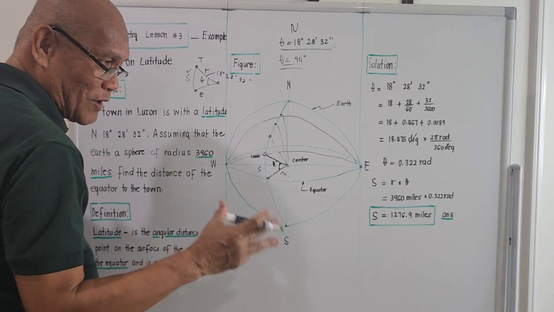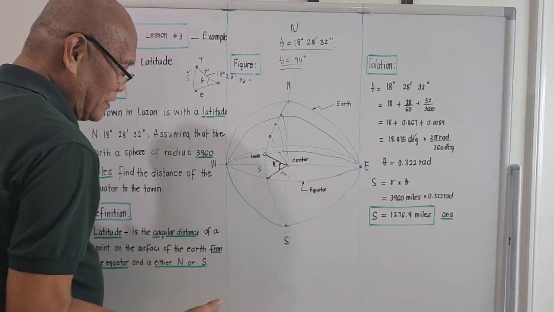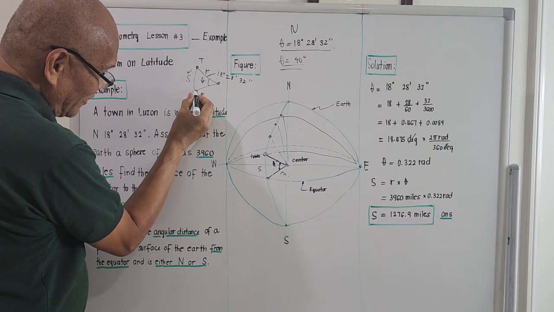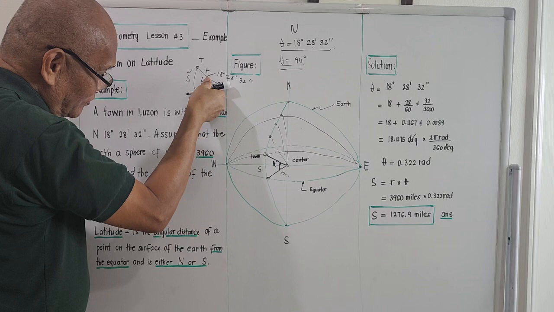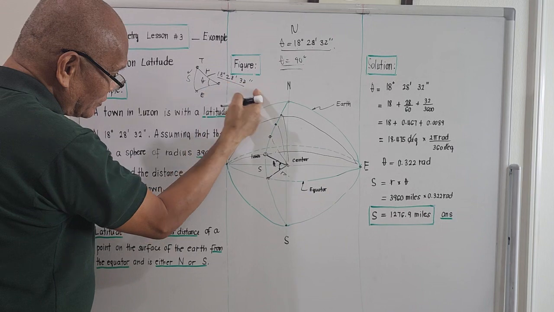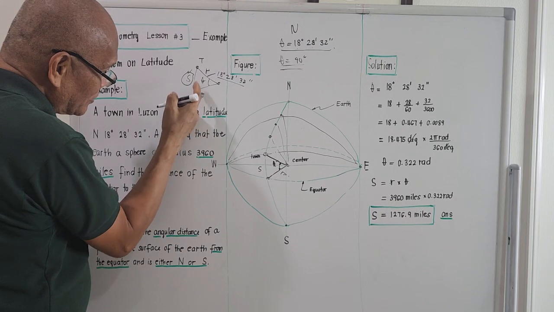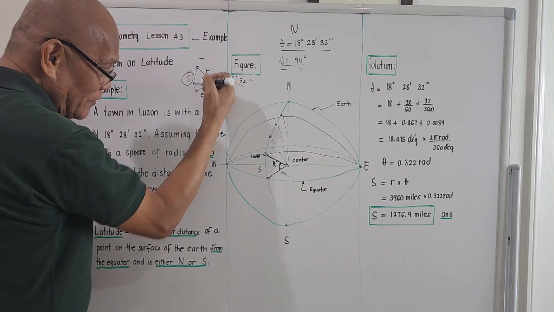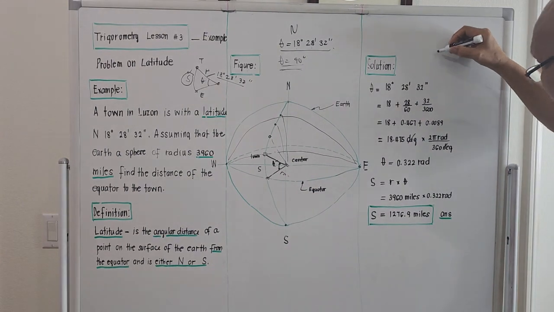At least we know how to plot a latitude on the globe system of the earth. So this is the center of the earth, this is the equator. This is the town, and according to the problem, the latitude starts with 0 and rotates only around 18 degrees, 28 minutes, 32 seconds. And the problem is just asking what will be S. S is actually the distance between the town and the equator. It's a curve.